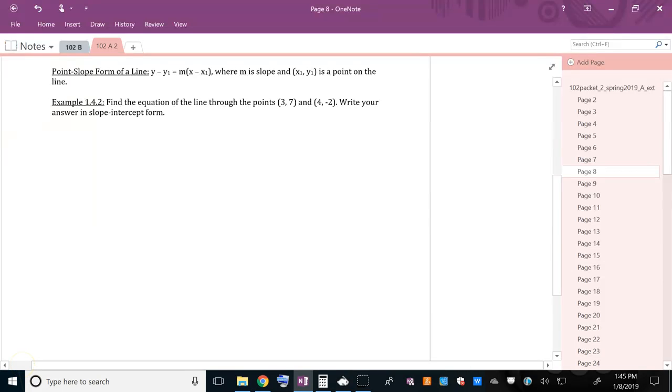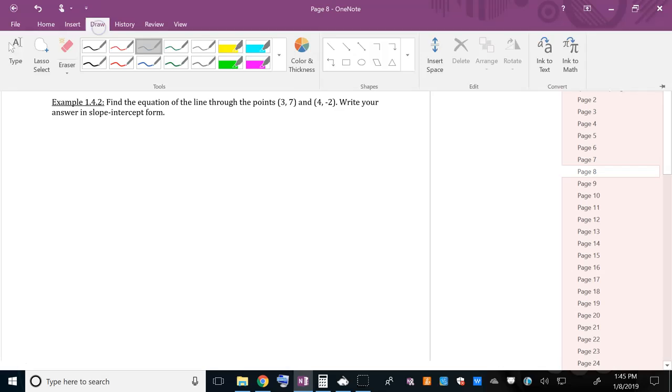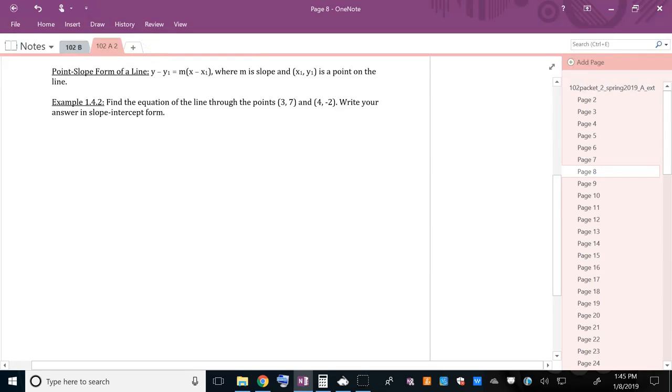Math 102, example 1.4.2. So we've got the slope-intercept form of a line. We also have the point-slope form of a line, which is y minus y1 equals m times x minus x1. M is still the slope, but instead of having the y-intercept, that x1, y1 is just a generic point on the line.